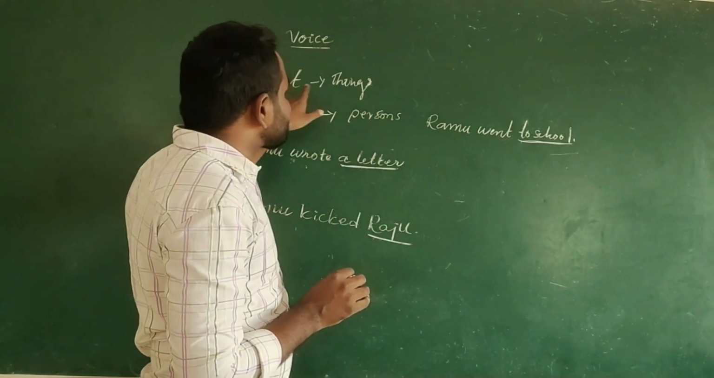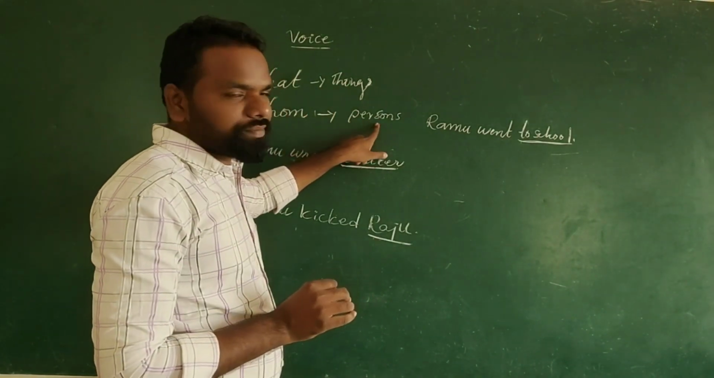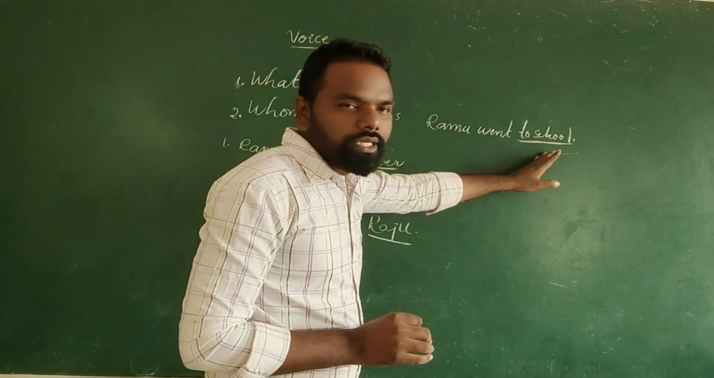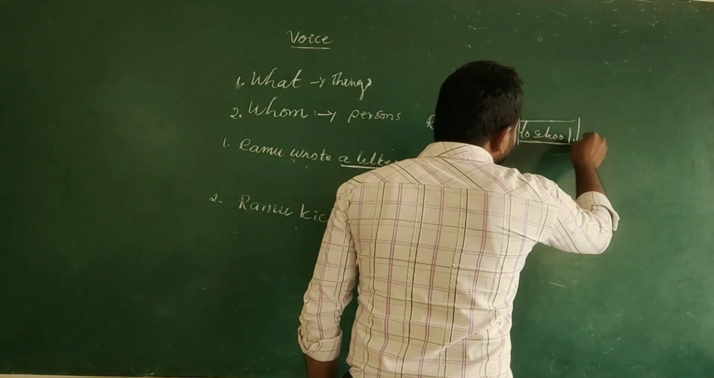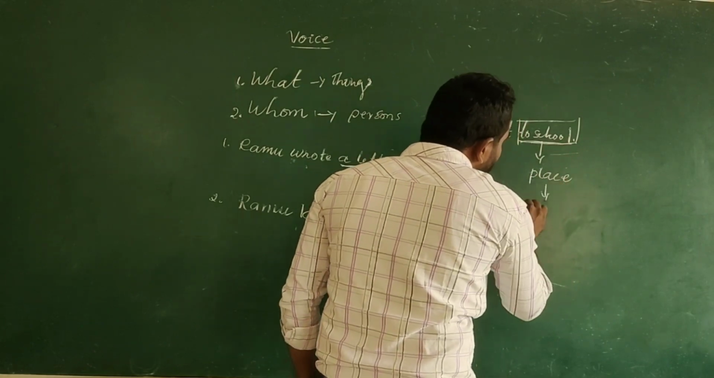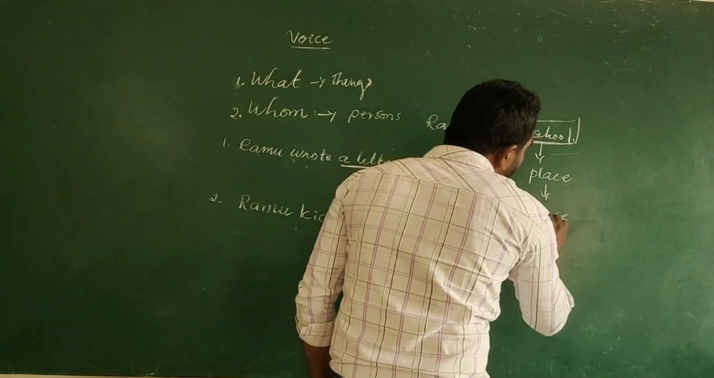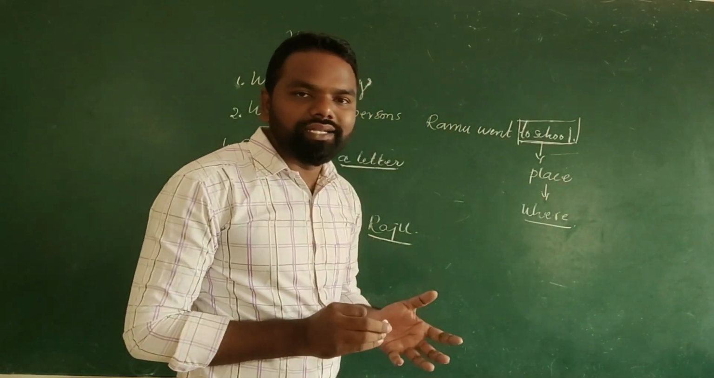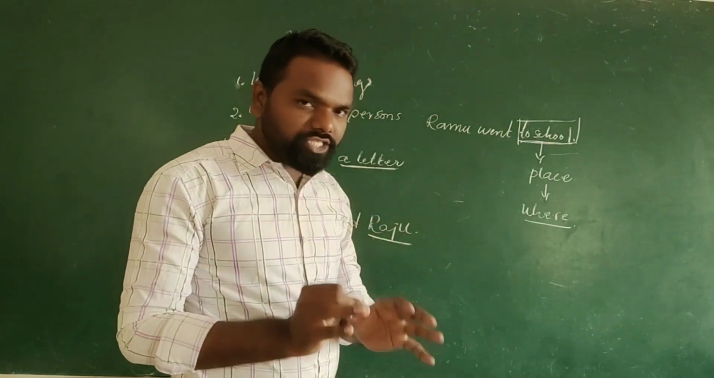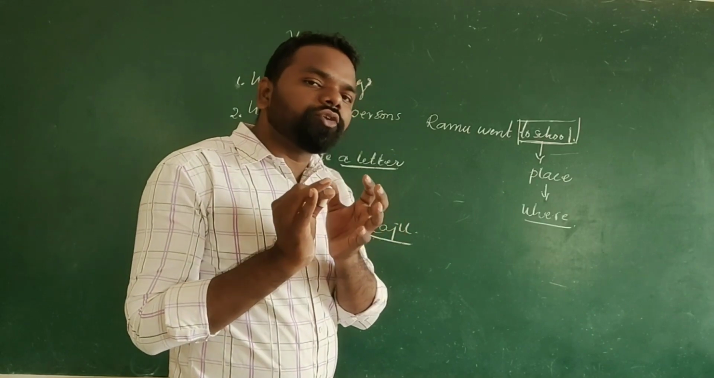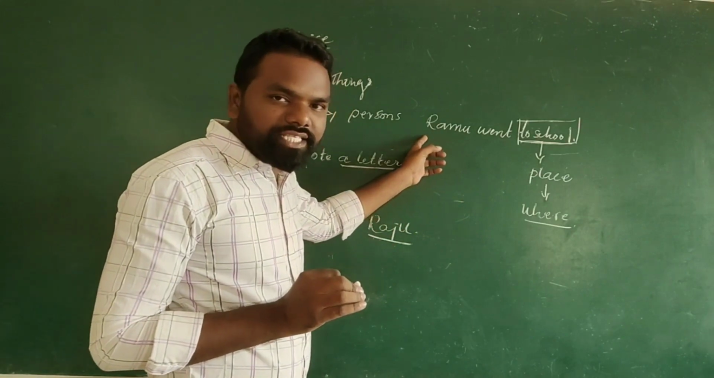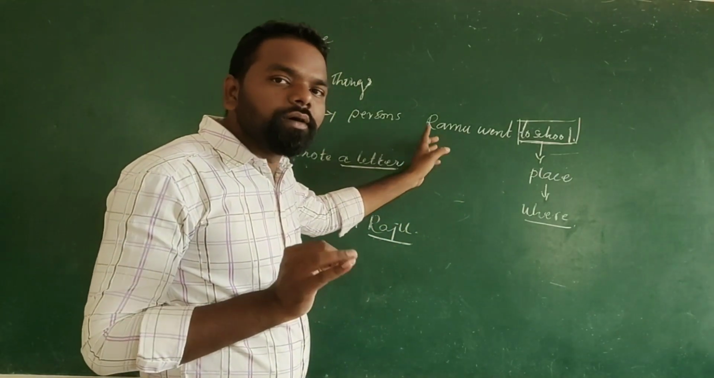Good. Now, what? Things. Whom? Persons. Now let us see. Ramu went to what? No. It is actually school. When it is school, school means a place. When it is a place, we need to take the question as where, W-H-E-R-E, where. So now we cannot change this sentence into passive voice. This is an easy way that you could feel in your mind how to change active voice to passive voice.